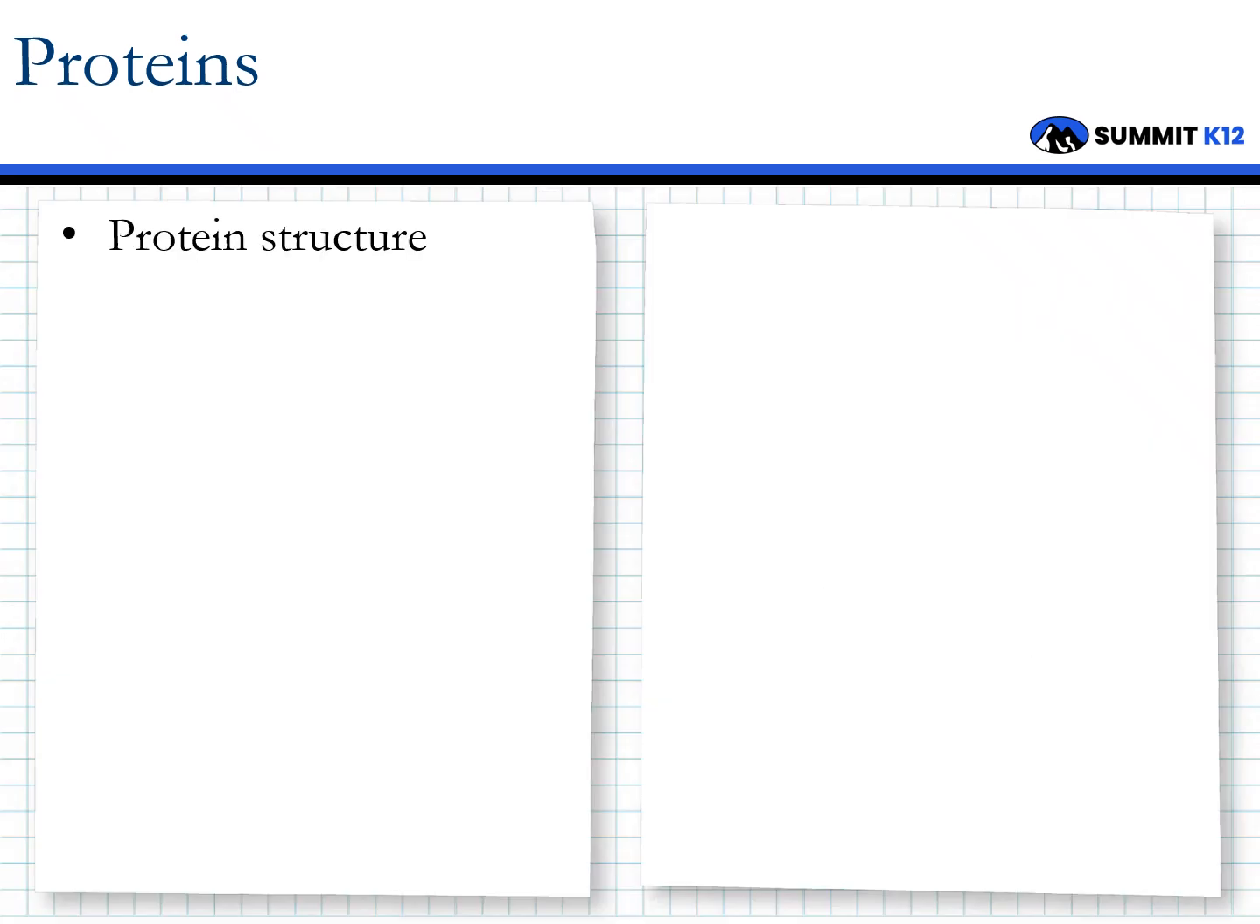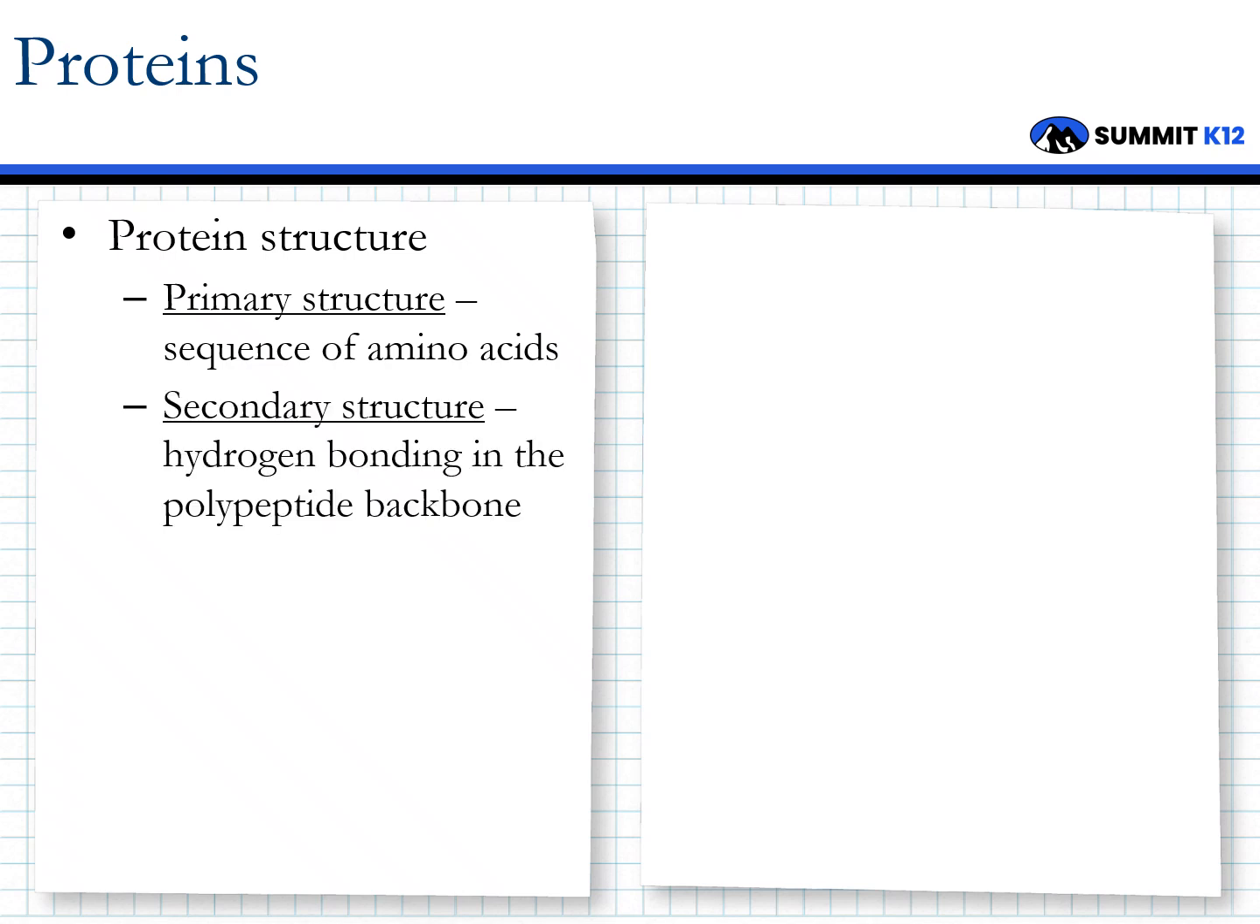So protein structure, there are 4 different levels of protein structure. Our primary structure is just the sequence of amino acids. So it's a long straight chain of amino acids. There's no folding in on itself. Then our secondary structure, hydrogen bonds begin to form in the polypeptide backbone. So they start twisting in of themselves.